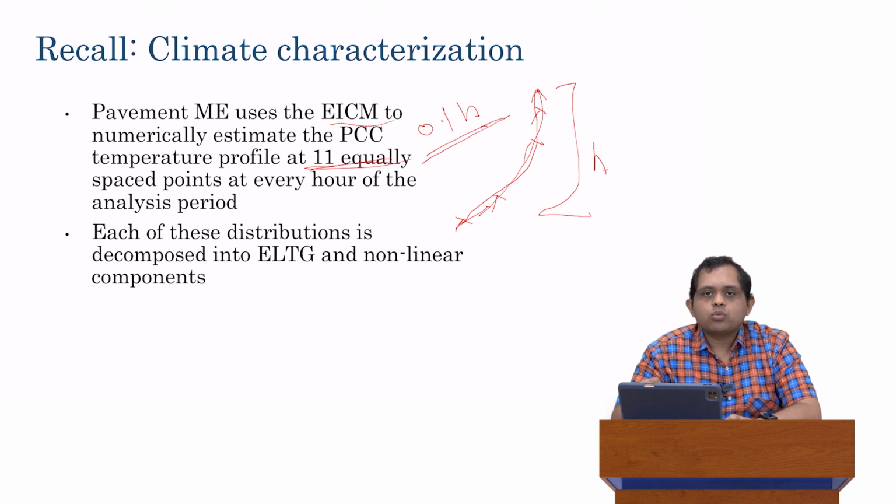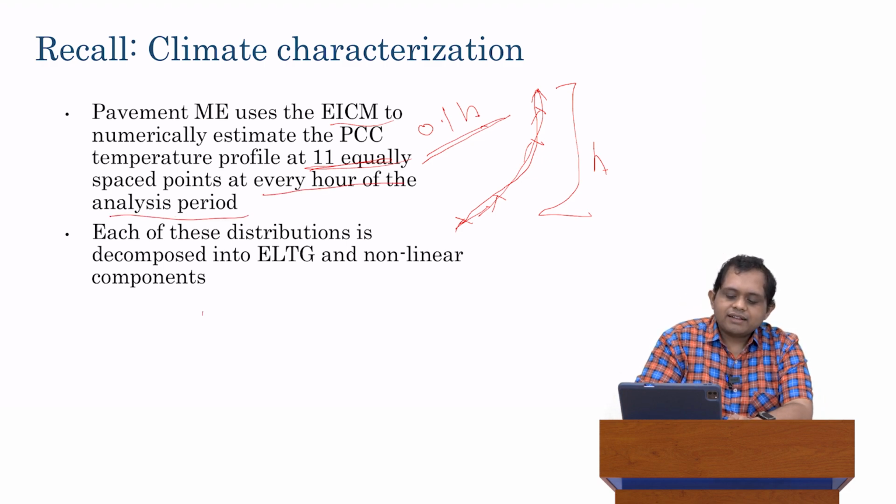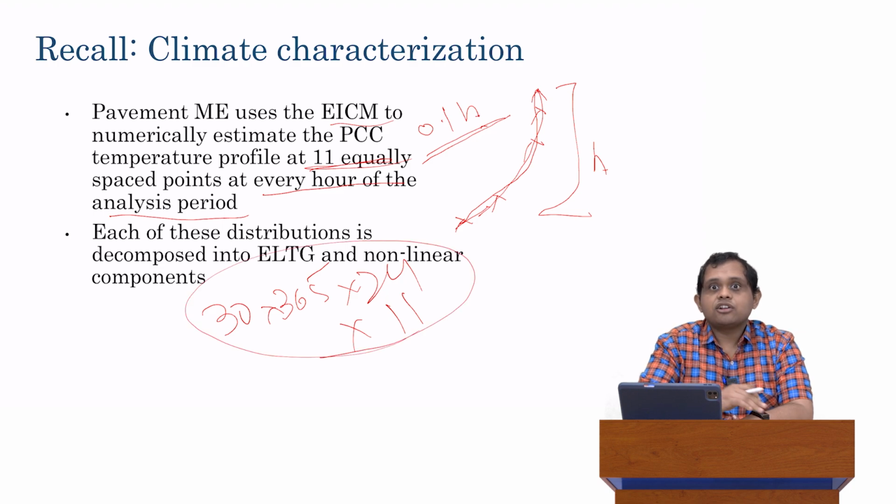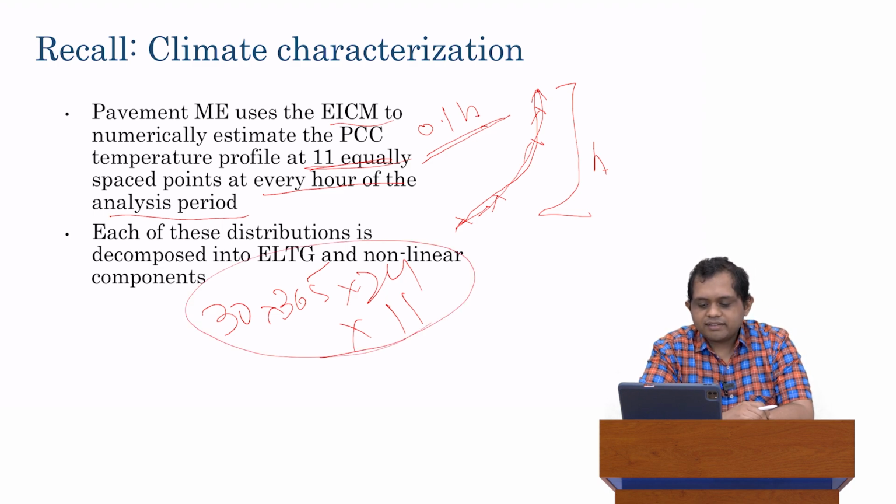At every 0.1 h, or every h over 10, a point is added, and at that point this nonlinear temperature distribution is linearly interpolated. It's a piecewise linear interpolation. This is done at every hour of the analysis period. So I remind you, if the analysis period is 30 years, and we have 365 days per year on average, ignoring leap years, and then 24 hours per day, and then 11 points, this is a very large amount of data which is generated by the EICM.